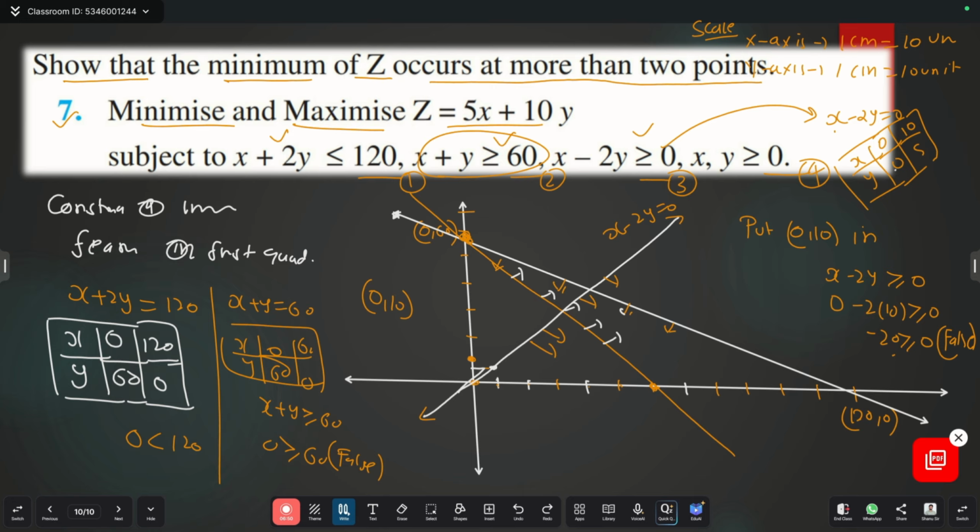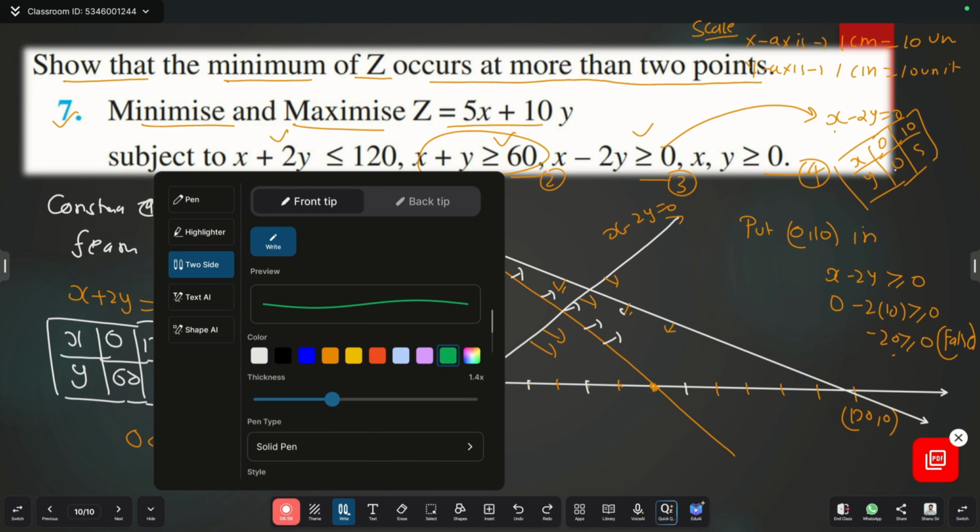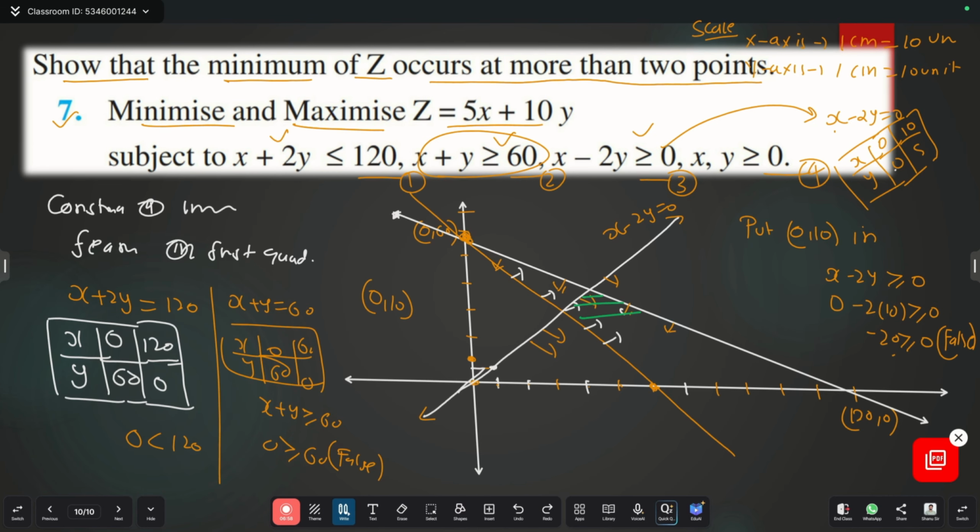So when you follow all the regions, what will be your bounded region? The bounded region will be this. This is a bounded region. Then how many corner points? 1, 2, 3 and 4. Then we make a table, and the minimum and maximum we will get as the answer. Note, make the graph, and write the language yourself.